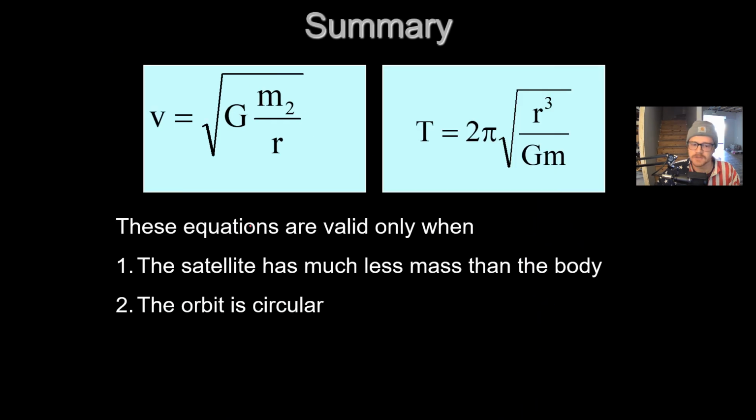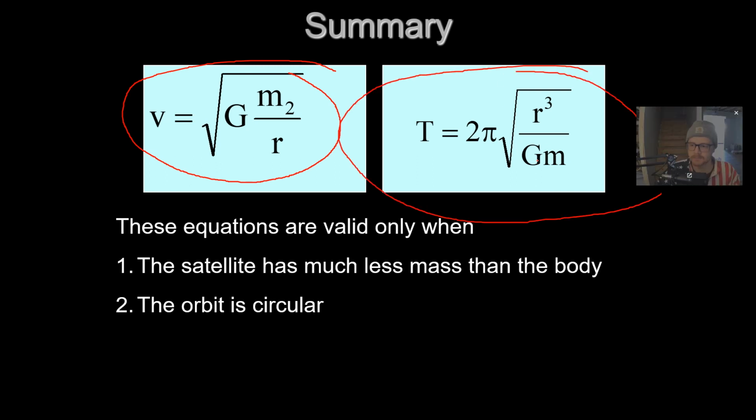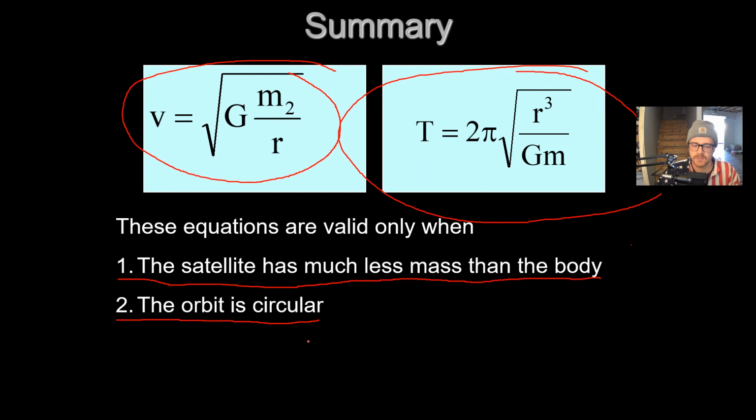And so here we have the two equations we'll need: the orbiting velocity equation, which is how we find the orbiting velocity, versus the period equation, where we find how long it takes for this object to move around the larger object. And remember, it relies on two things. It relies upon the satellite having much less mass than the body, and it also requires that the orbit is circular, relatively speaking.